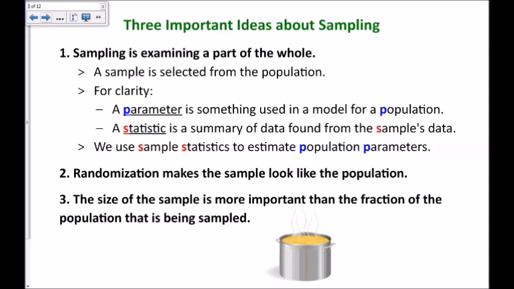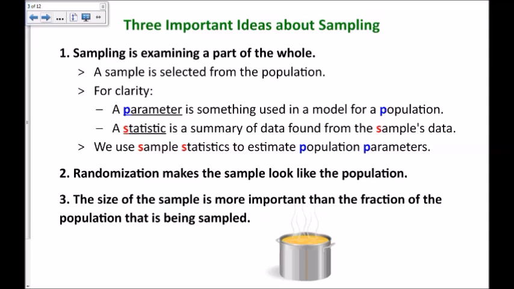A statistic is a summary of data found from the sample's data. So statistics describe the sample. And we will use sample statistics to estimate population parameters. Now, the way to remember that is that parameter and population both start with P, and a parameter describes the population. Statistic and sample both start with S, and the statistic comes from the sample's data.